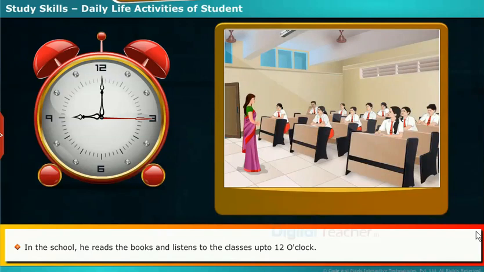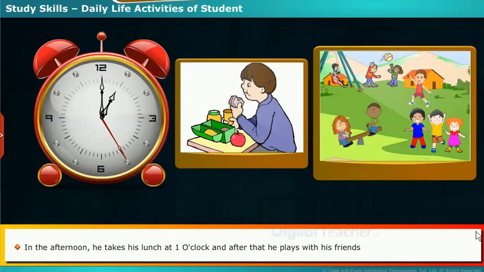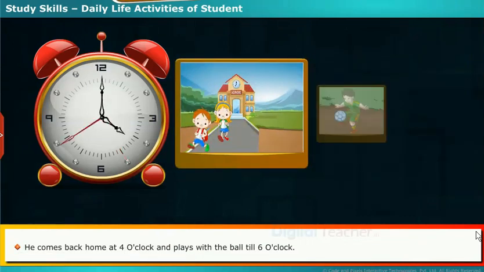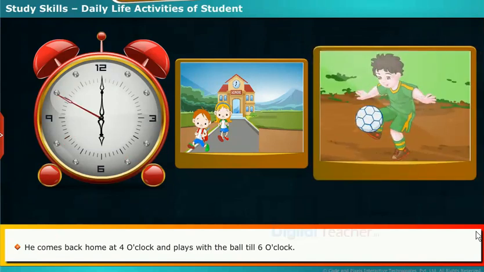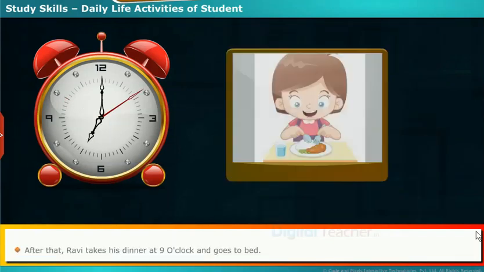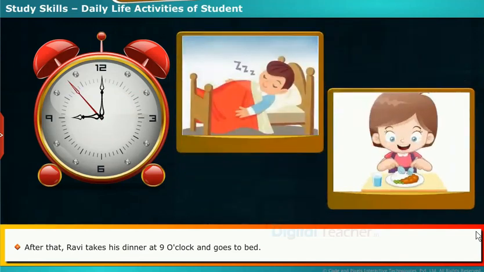In the school, he reads the books and listens to the classes up to 12 o'clock. In the afternoon, he takes his lunch by 1 o'clock and after that he plays with his friends. He comes back to home at 4 o'clock and plays with ball till 6 o'clock. In the evening, he completes his homework by 7 o'clock. After that, Ravi takes his dinner at 9 o'clock and goes to bed at 10 o'clock.